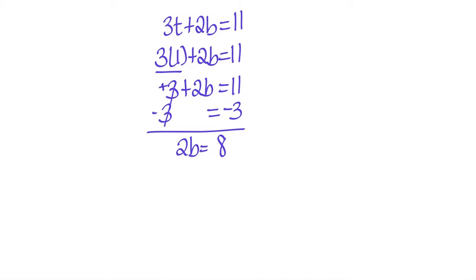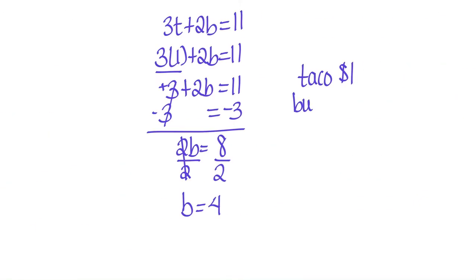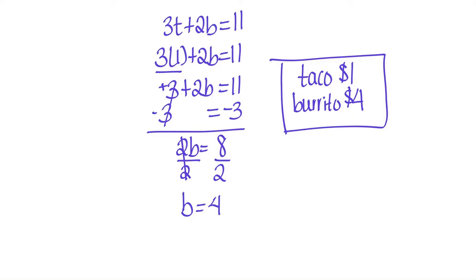So now I need to work on solving this equation for b. So I'm going to divide both sides by 2. And when I do that on the left side, I'm left with b. And then on the right, I have 8 divided by 2, which is 4. So that means that a taco is going to be $1, which is what I solved previously, and a burrito is going to be $4. And these are both reasonable solutions given the context of the problem.